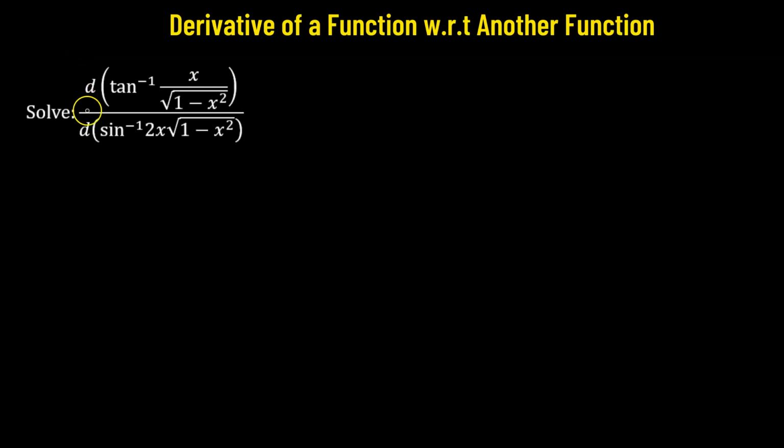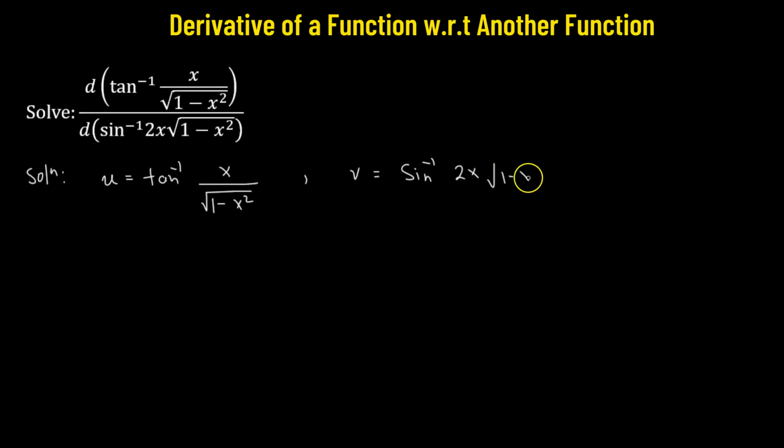Let's find out the value of the given derivative. To begin with, we will consider u to be equal to inverse tangent of x divided by square root of 1 minus x squared, and v to be equal to sine inverse of 2x multiplied by square root of 1 minus x squared. Here, our goal will be to find the derivative of u with respect to v.